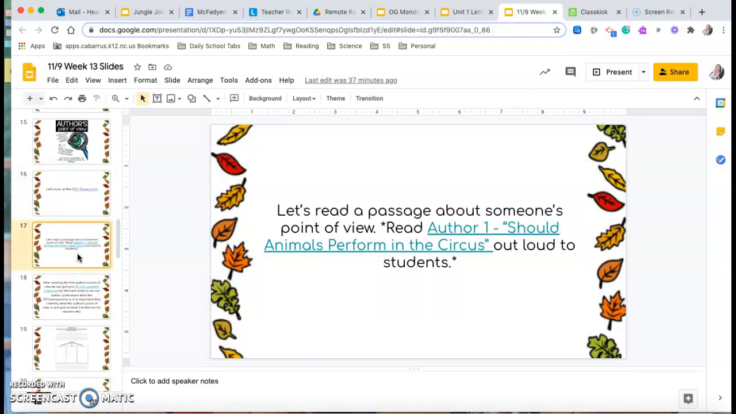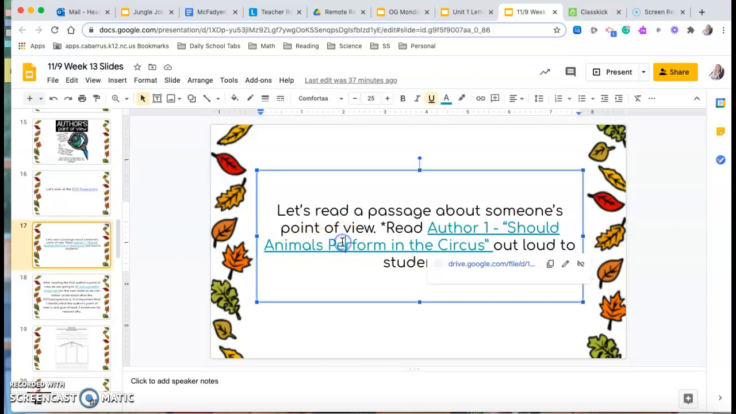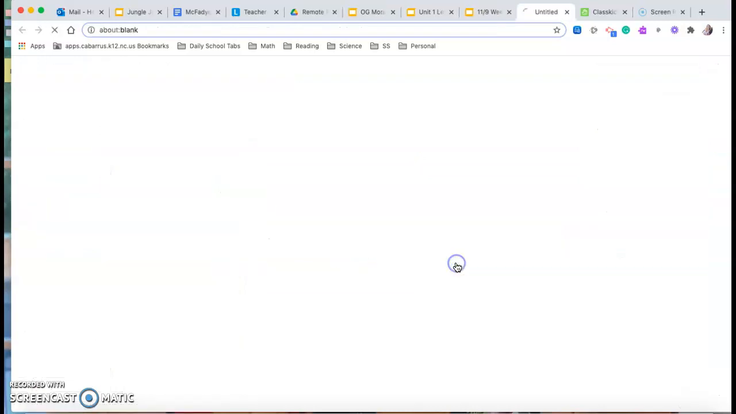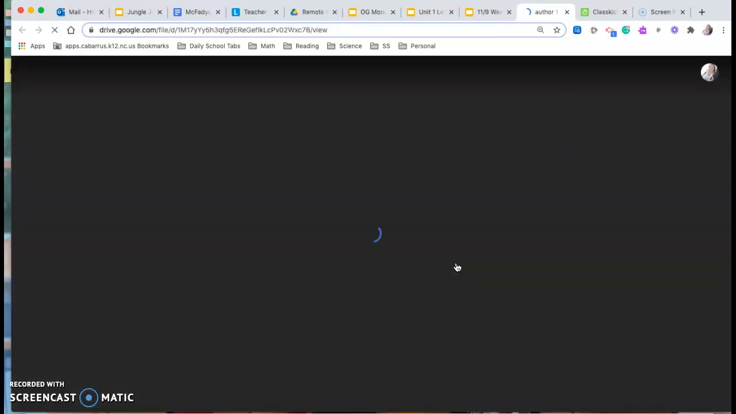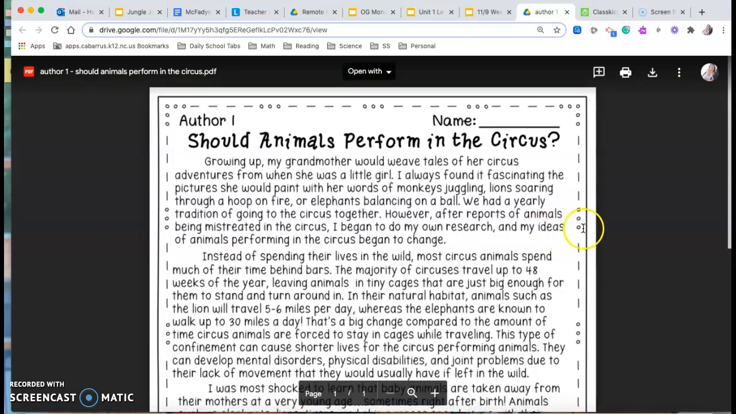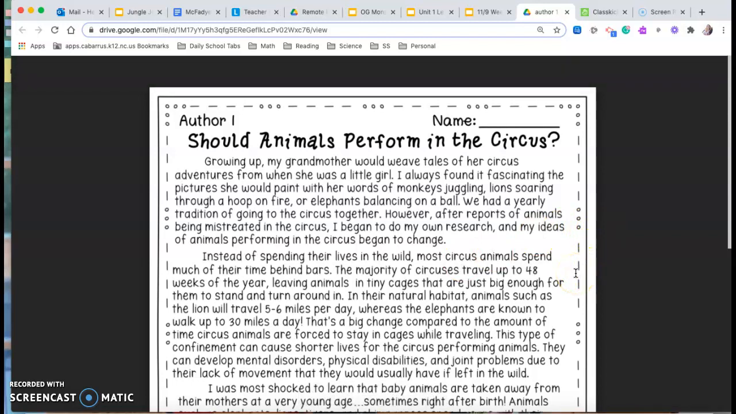All right, so we're going to read a passage today about someone's point of view. Okay, so it's actually author 1. And the passage is called Should Animals Perform in the Circus? So I'm actually going to read this out loud to you. So let me go ahead and click on the link. And obviously this is recorded, so you can go back and look at this at any point in time if you need to. So once again, this is going to be the first author. Author 2 more than likely we'll look at tomorrow.